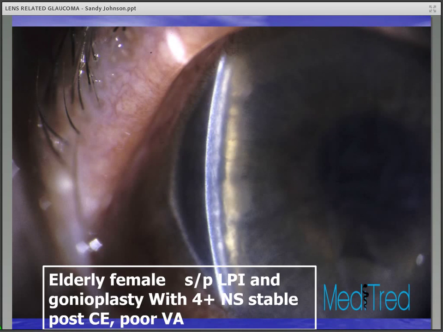Here's another patient. You can see when you look at the slit beam, very shallow chamber. She's had an iridotomy. She had gonioplasty. She had a very cloudy cornea from her attack of angle closure. You can't see it in this slit lamp photo, but she had 4+ brunescent nuclear sclerosis, and that was removed by an extracap. And despite taking her lens out, she never recovered good vision because she had waited over a week to present with her very high eye pressure.